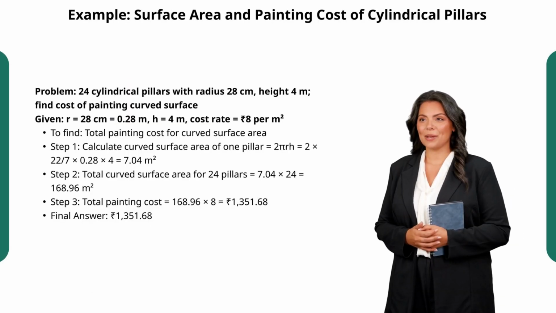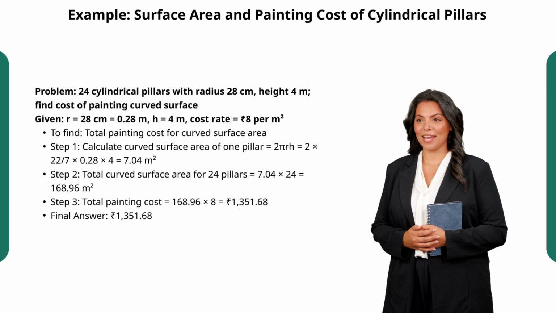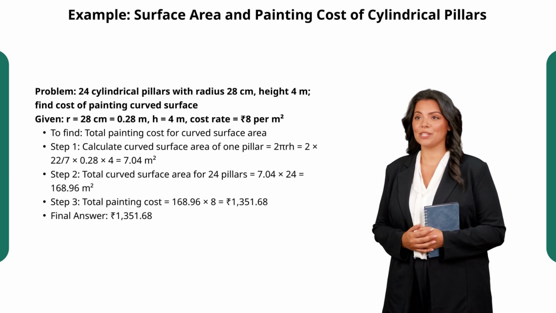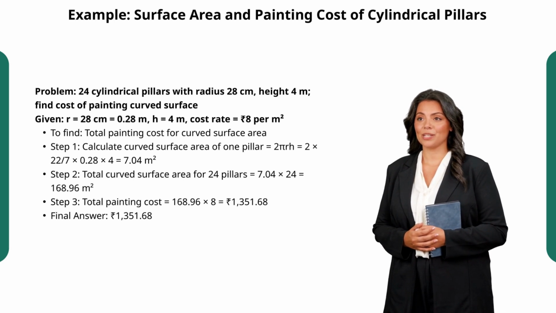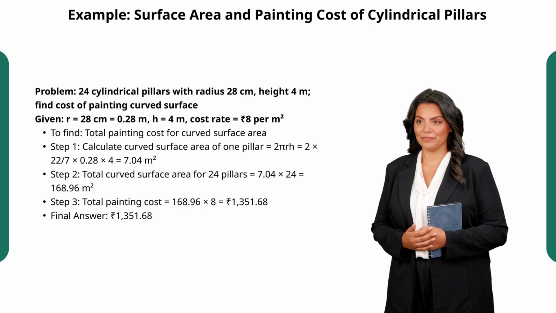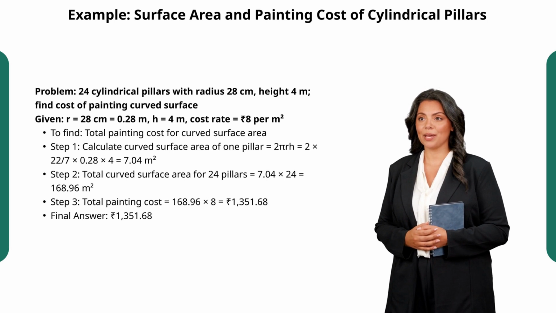Let's consider a practical architecture-related problem. There are 24 cylindrical pillars, each with a radius of 28 centimeters and a height of 4 meters. If painting costs 8 rupees per square meter for the curved surface area, what will be the total cost? Converting the radius to meters for consistency, r equals 0.28 meters. We calculate the curved surface area for one pillar using 2 pi rh. This yields approximately 7.04 square meters.